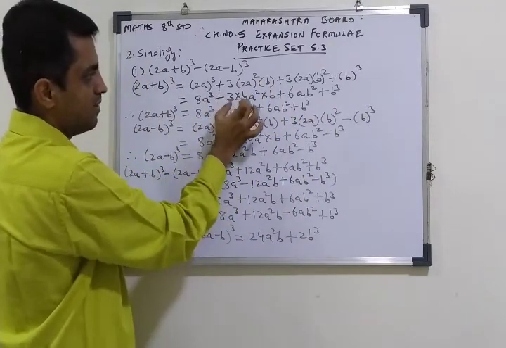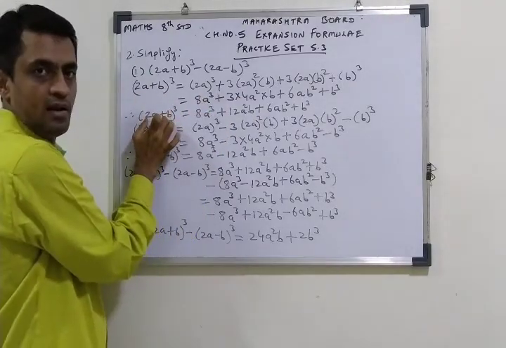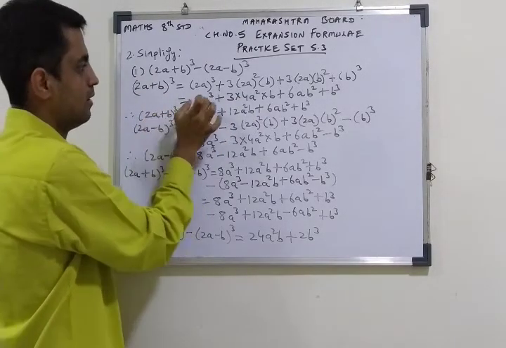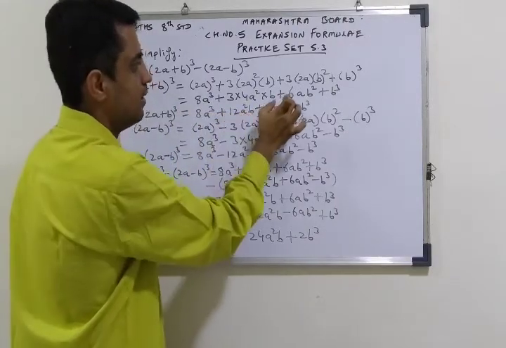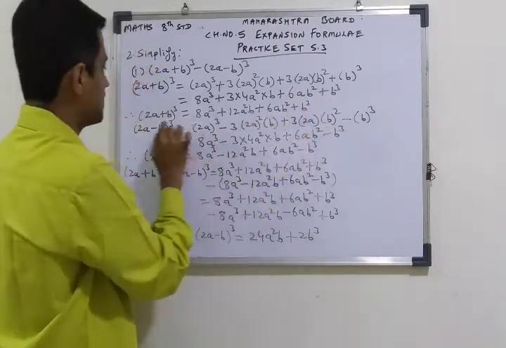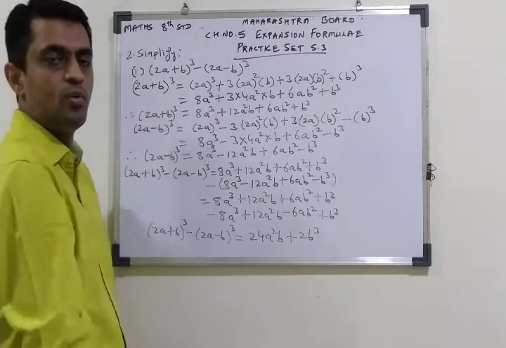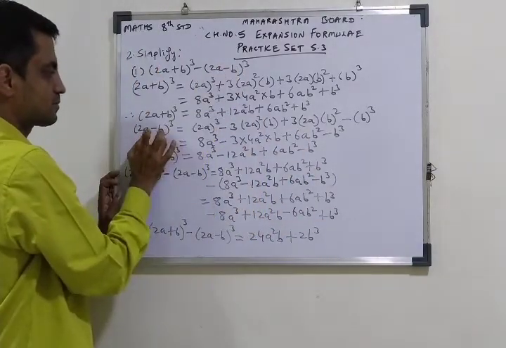Okay, now let us simplify further. This part as it is, we have written on the right, our left hand side. 8a cube plus 4 3s are 12 a square b plus 6ab square plus b cube. So this is our value of 2a plus b the whole cube. In the same way, let us solve this.